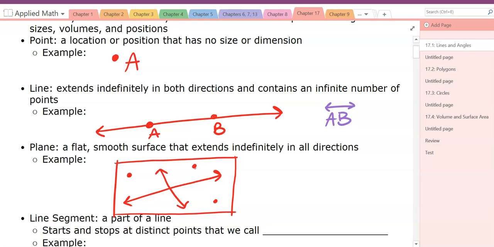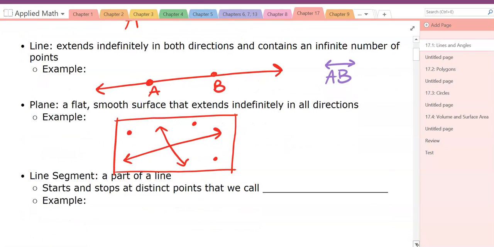So now getting into the different types of lines or line segments that you might see. A line segment is talking about a specific part of a line. Because lines go on forever, we can't measure a line because it would keep growing. But if I'm looking at a specific part of the line, this is called a line segment. So it starts and stops at distinct points that we call endpoints.